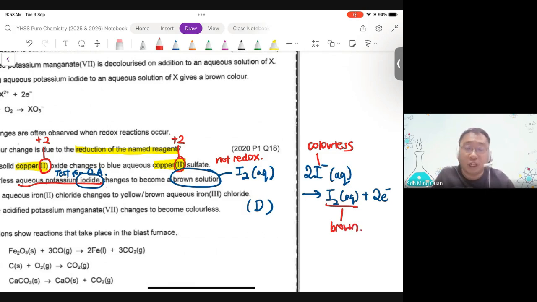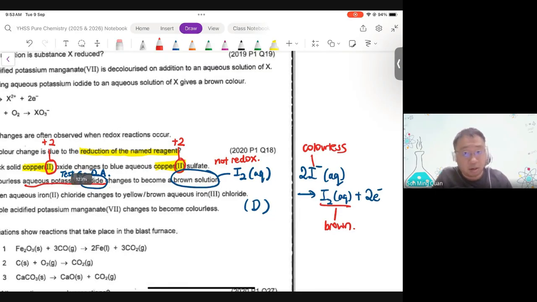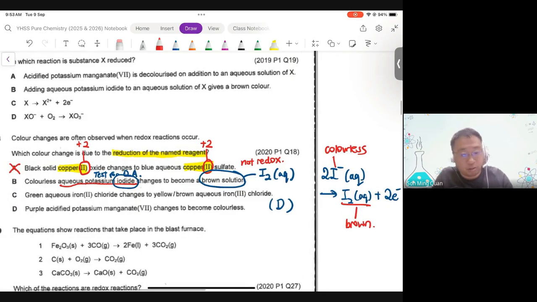So you can see if it changes from colorless to brown, that means the I minus in KI has already been oxidized. So this is oxidation of I minus, not reduction. So the answer cannot be B, because B is an oxidation of I minus. And hence the answer is D.